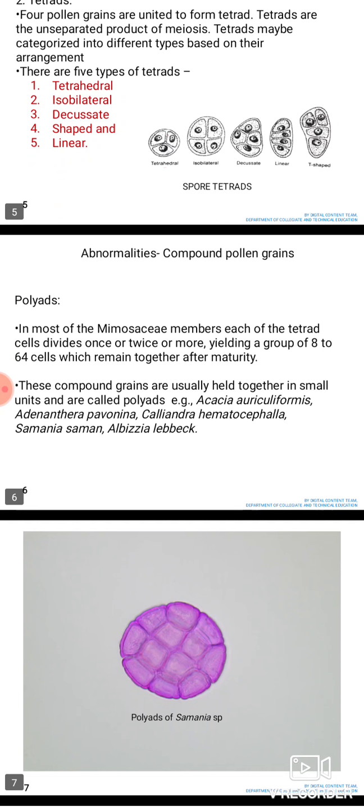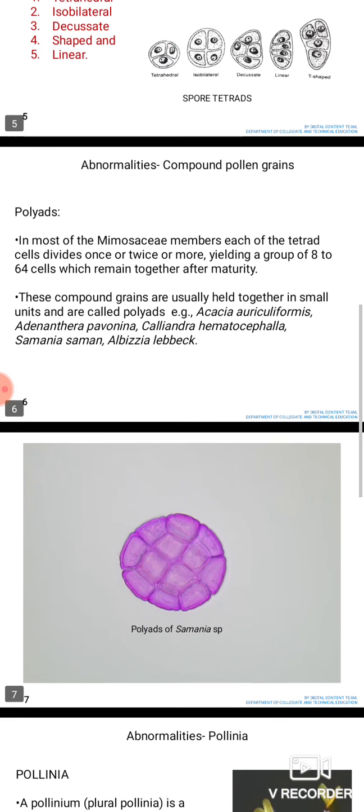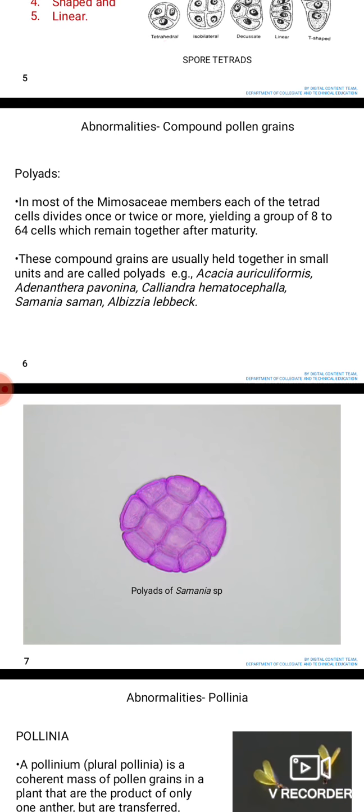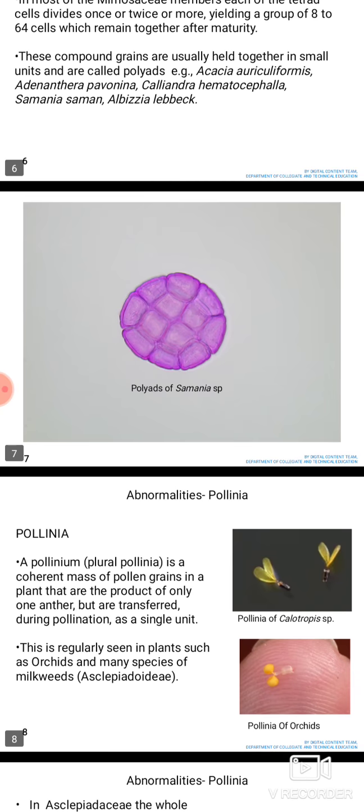Coming to the third one, that is polyads. In most of the Mimosaceae members, each of the tetrad cells divides once or twice or more, yielding a group of 8 to 64 cells which remain together at maturity. These compound grains are usually held together in small units called polyads. Example, Acacia species, then Samanea saman, Albizia, etc.